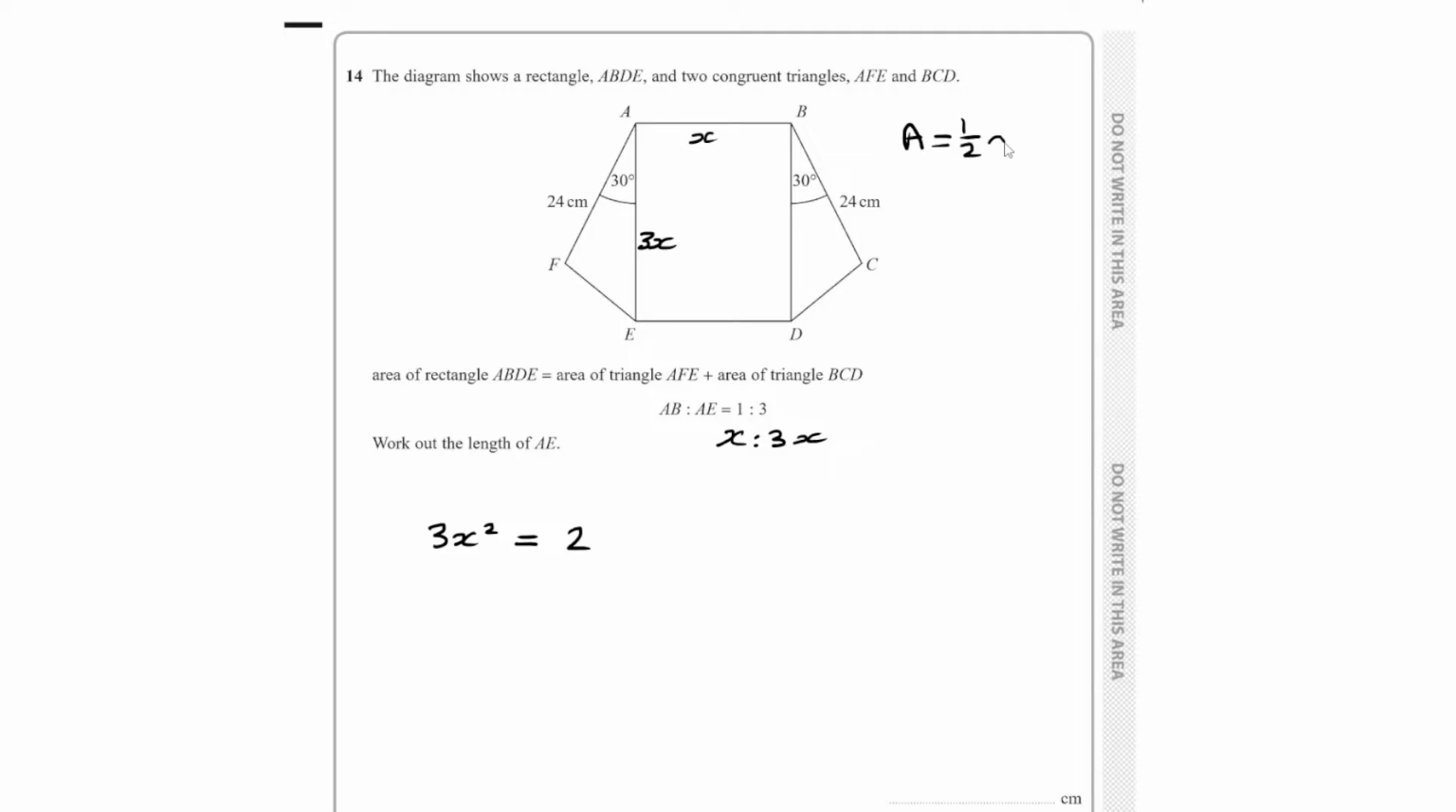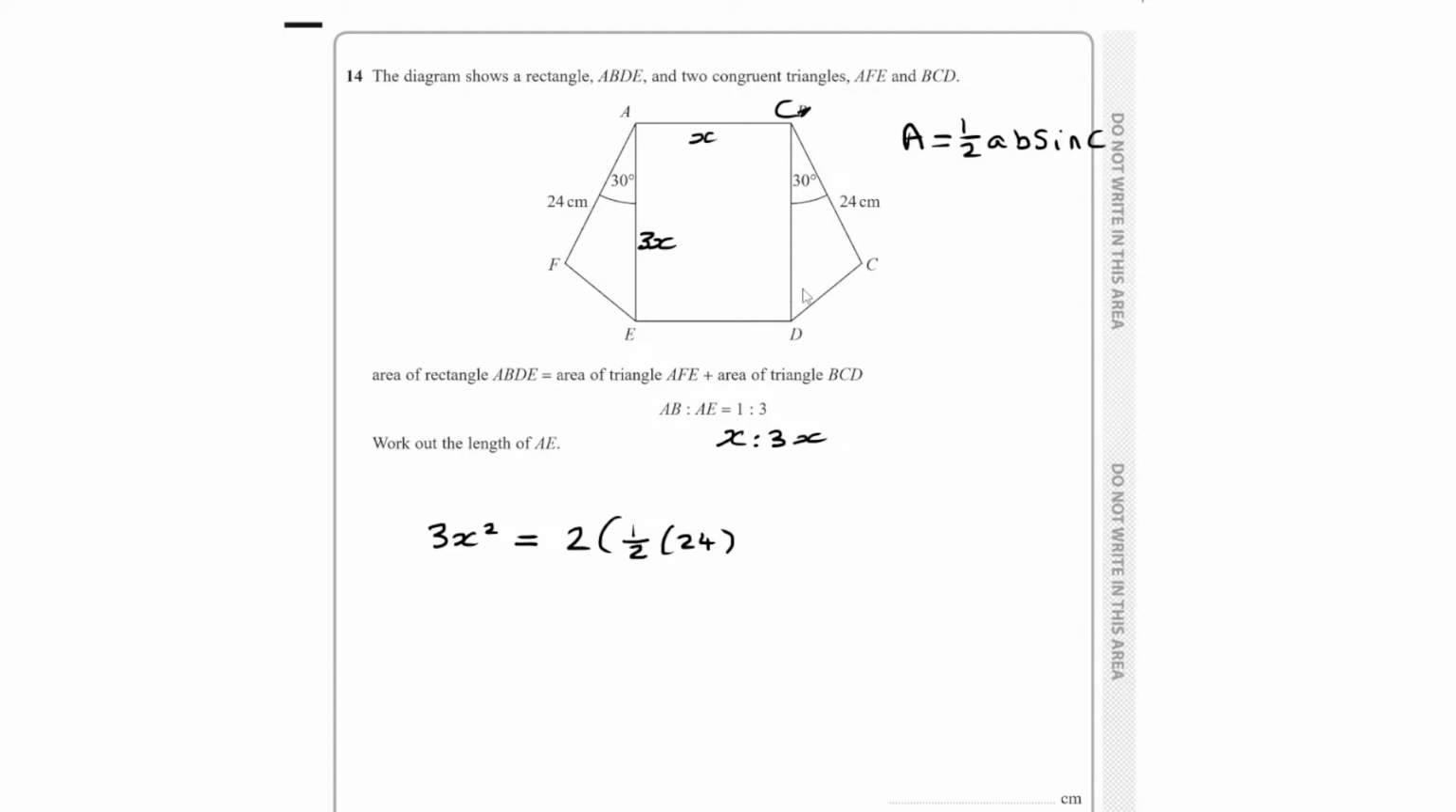So half ab sine C is obviously on your formula sheet. Now, you can relabel these sides if you want to match it with the formula, if you find that helpful. But basically it's the angle and then the two sides between, isn't it? So that would be two lots of, it's the same triangle, a half times 24.